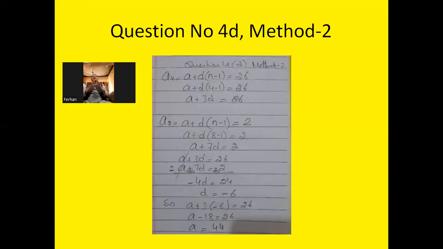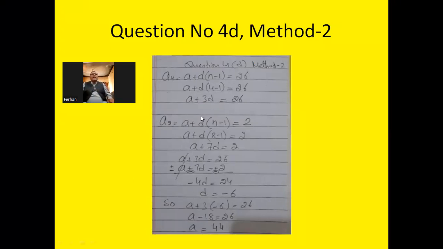So I will take both these equations. The coefficient of a is the same, 1, 1. So from the first equation, I will subtract the second equation. For that purpose, I will change the signs of the second equation. So here you can see I have done that, and a will be cancelled. So 3d minus 7d, it will be minus 4d. 26 minus 2, it will be 24. So d will be 24 divided by minus 4, and that will be minus 6. So the d value is minus 6.